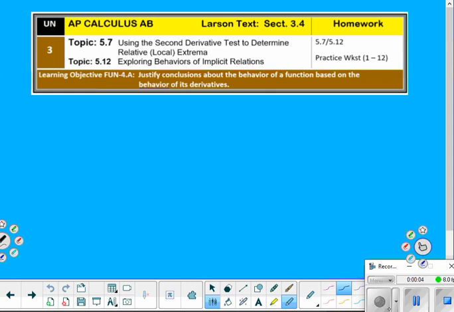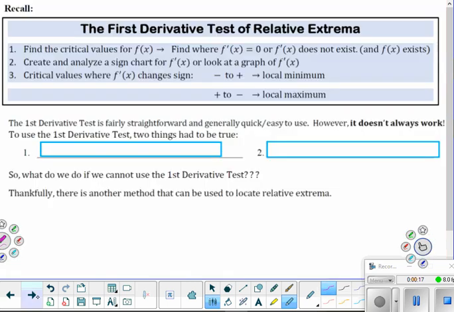Welcome to lesson 57512, where we are looking at using a second derivative test to determine relative extrema. And you're like, well, didn't we already do this? Yeah, we did. We used the first derivative test for relative extrema, where we found the critical points.